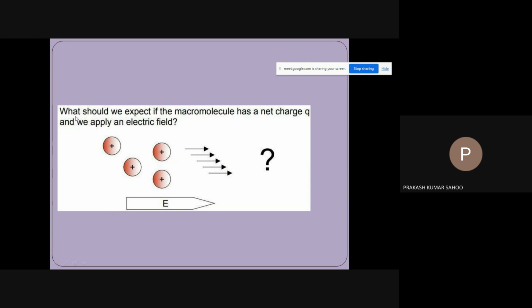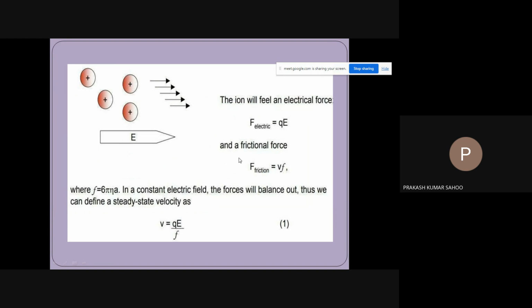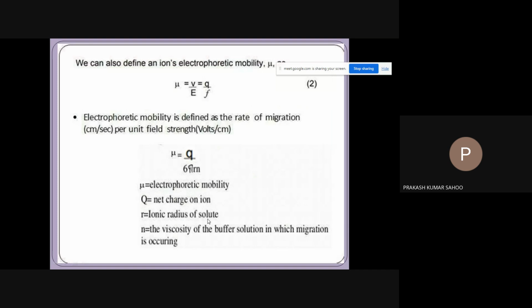So what should we expect if a macromolecule has a net charge q in an electric field? This is nothing but Coulomb's equation, F equal to Q into E, that is the electrical force. Finally we have V equal to QE by F, where F equal to 6 pi eta a, with their respective meanings. Two types of forces are applied, electrical force and frictional force. The frictional force is V into F and the electrical force equals QE. So V becomes QE by F.